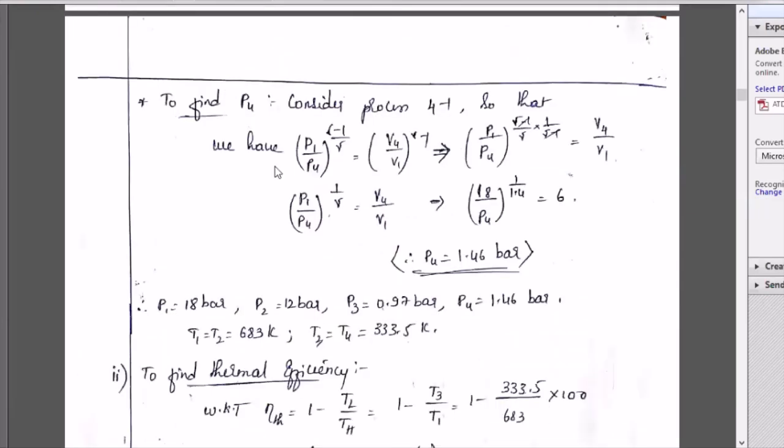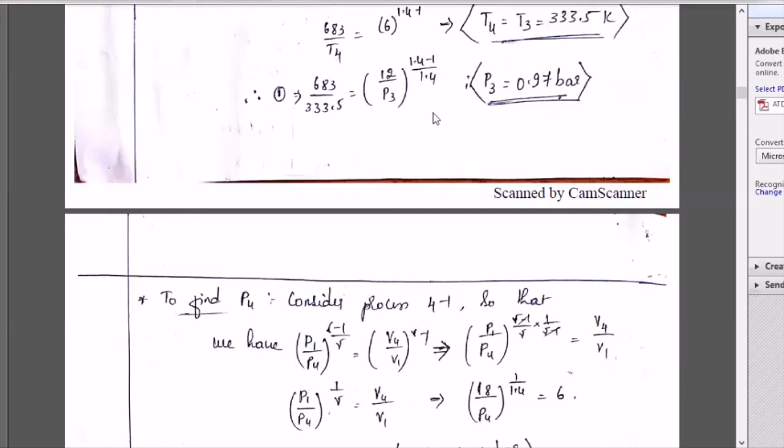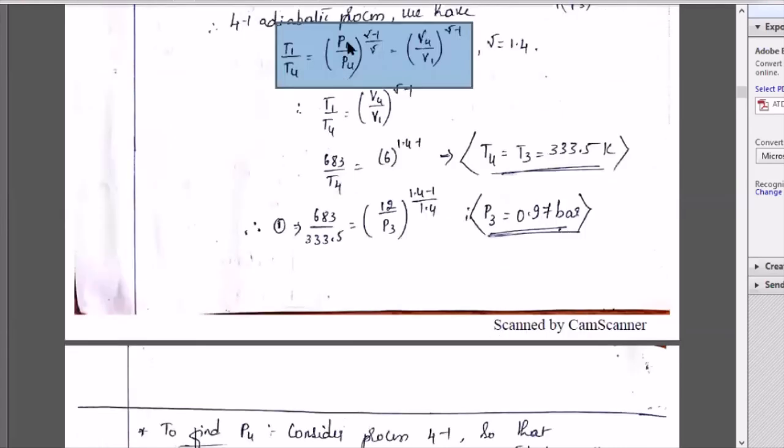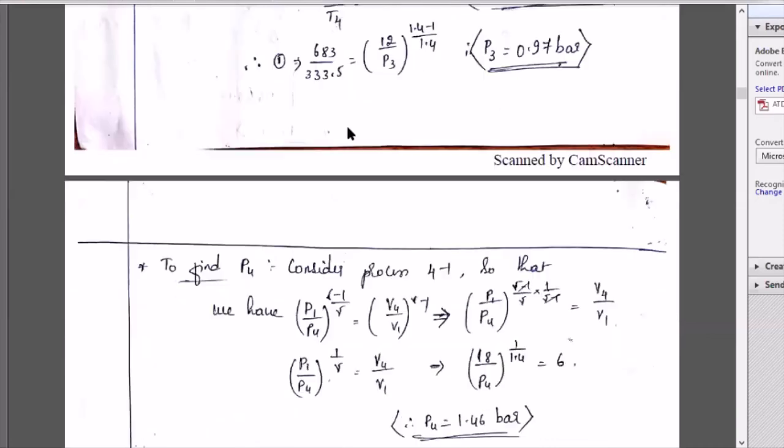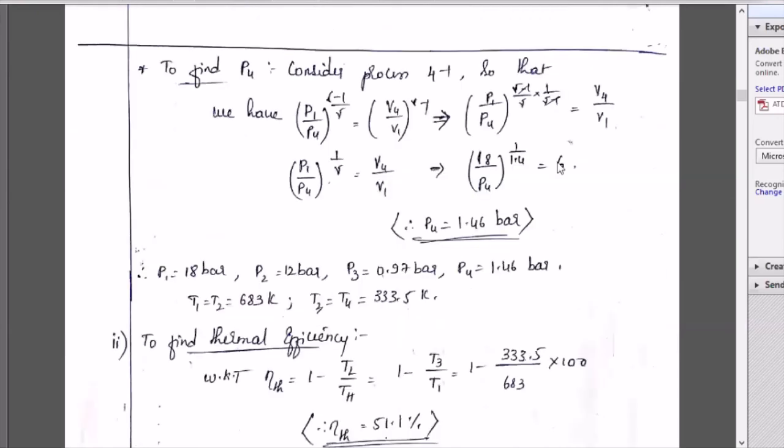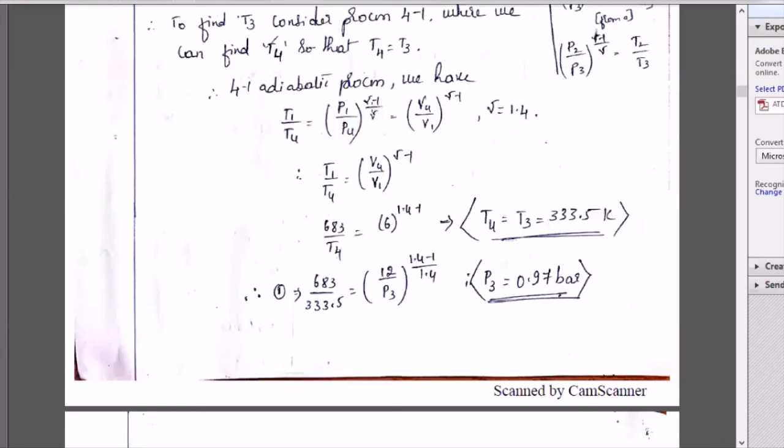So now we have P1 by P4. The same equation I use here and I can find out the value of P4 very easily, because P1 is given in the problem, and T1 and T4 are known. Use only these two equations, and you can find out P4 very easily. That's what they have written. So check it out. Instead of that, they have used these two values.